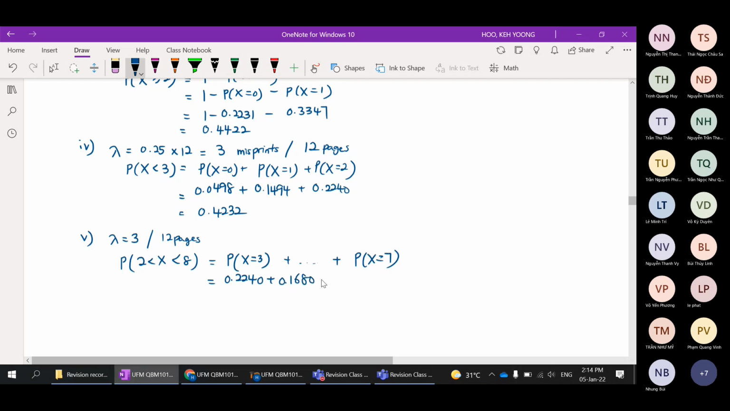If you're calculating using the formulas, write your answers in 4 decimals. So this is the probability for question 8.